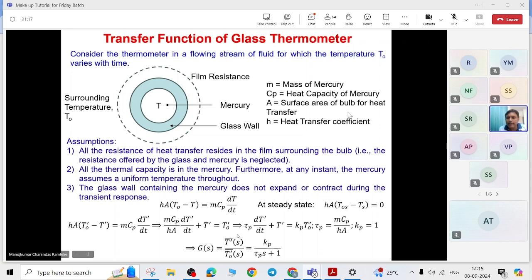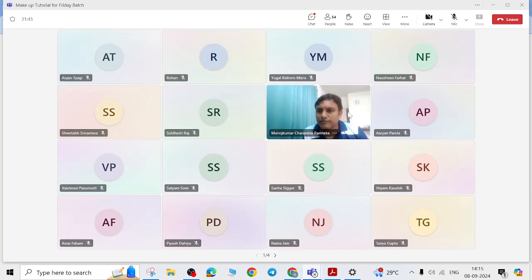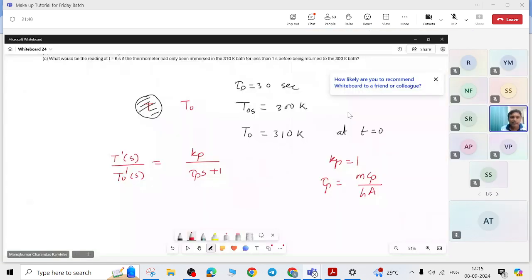So we are getting here tau p dT dash by dt plus T dash equals Kp T naught dash. Here you can see that Kp is just 1, whereas tau p is mCp by HA. And if we rearrange this equation, we get T dash S divided by T naught dash S equals Kp over tau p S plus 1. So you can see that it is the same expression I have written here. Is it clear to everyone?